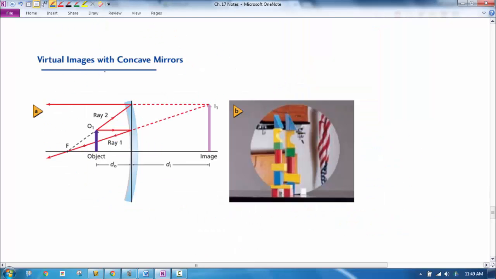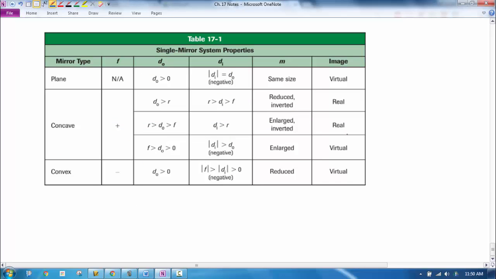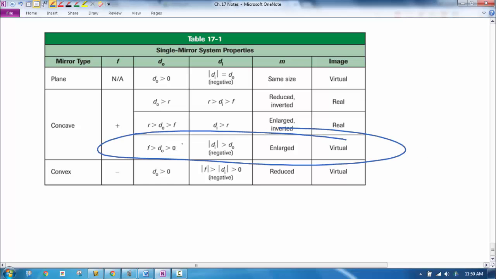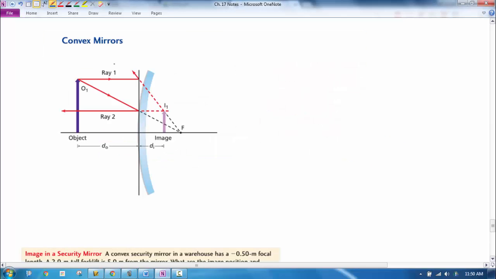You can have a virtual image with the concave mirror if you put the object in between the focal point and the mirror right here. Then what's going to happen is you're going to have an enlarged virtual image, as you'll see from the formula sheet from these equations that I have right here. You're going to have an enlarged virtual image if you put the distance of the object between the mirror and the focal point. So the last thing is convex mirrors, and they're going to work similar to concave mirrors.